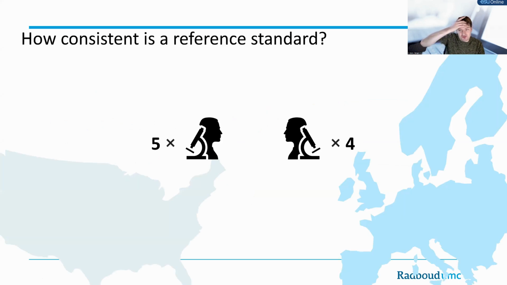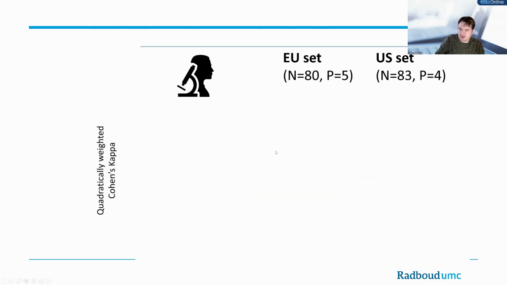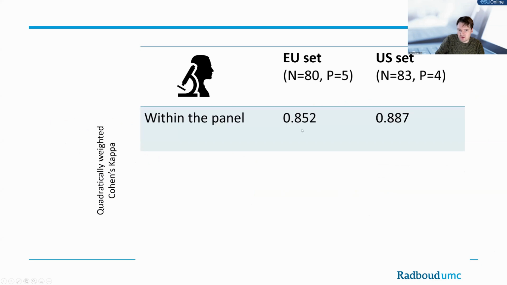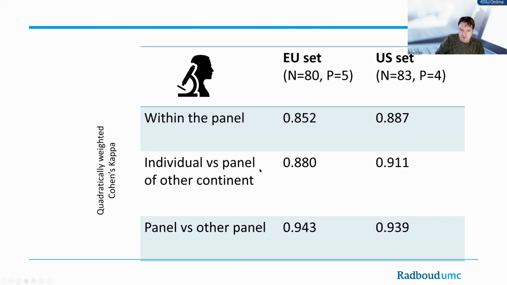Like I said, we also did a cross-continental experiment. We had 5 pathologists from the US and 4 pathologists from Europe, and we compared their grading on a set from the EU and a set from the US, 80 biopsies, equally divided among the different grades. Within the European panel, there was a pretty good agreement of 0.85, and in the US, still even a bit higher. What was interesting is that the individual pathologists from the EU panel also did a pretty good job on the US and vice versa.